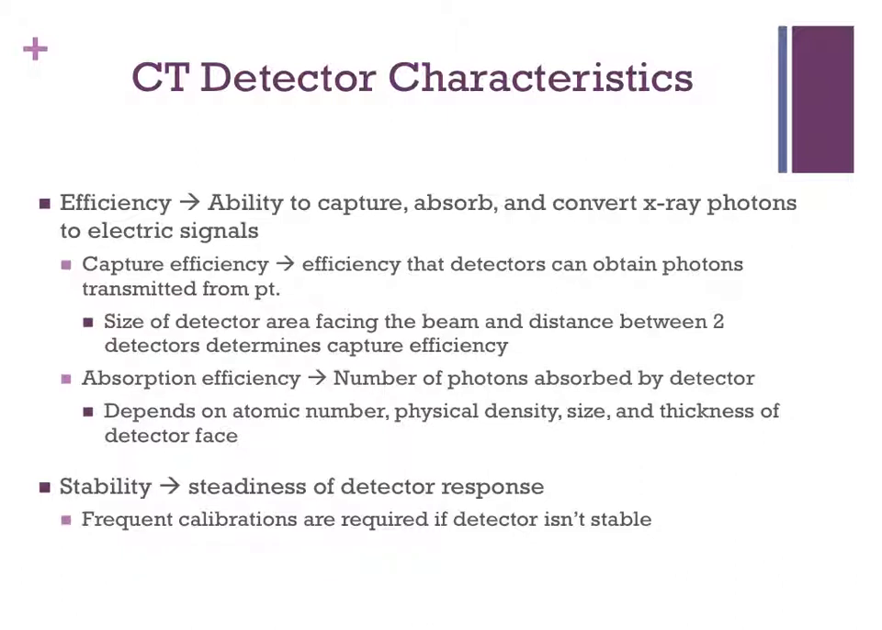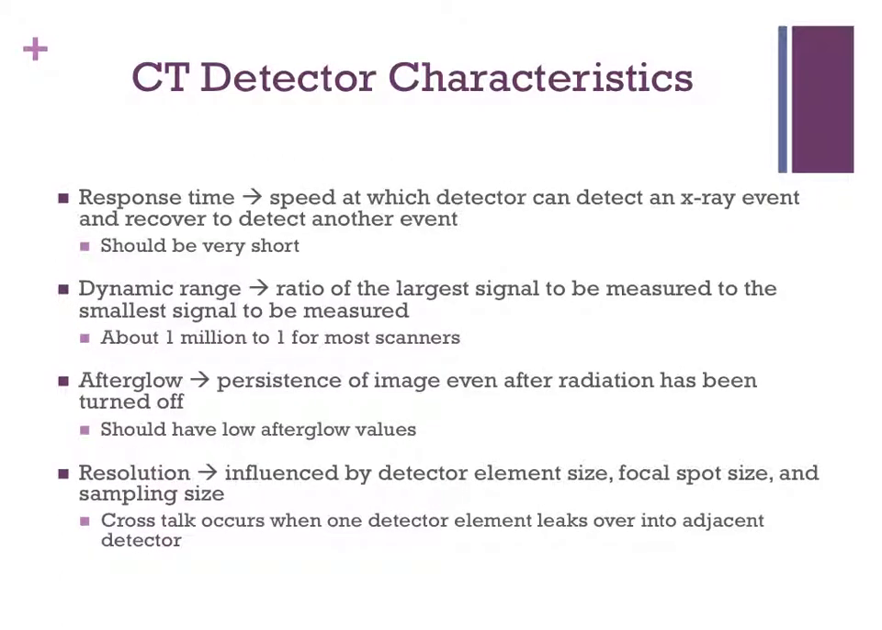Stability is known as the steadiness of the detector response. Frequent calibrations are required if the detector is not stable. Response time is the speed at which the detector can detect an X-ray event and recover to detect another event. This should be very short in order to avoid problems such as afterglow. Dynamic range is the ratio of the largest signal to be measured to the smallest signal to be measured. And this is about 1 million to 1 for most scanners.